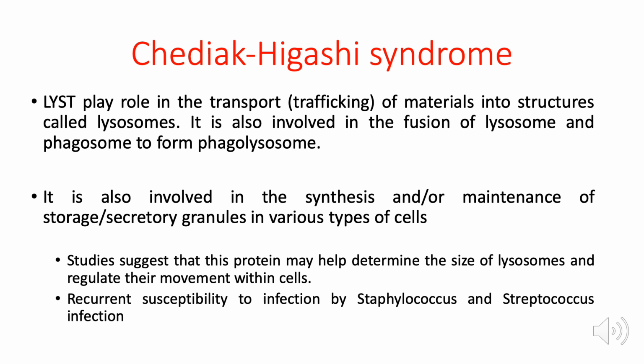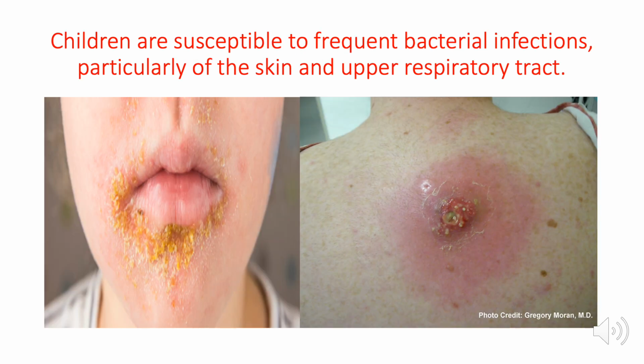Recurrent infections by Staphylococcus and Streptococcus organisms are frequently seen in patients with Chediak Higashi syndrome. Staphylococcus and Streptococcus bacteria normally infect the skin and the upper respiratory tract. So expect that patients with Chediak Higashi are susceptible to frequent bacterial infections involving the skin and the upper respiratory tract.